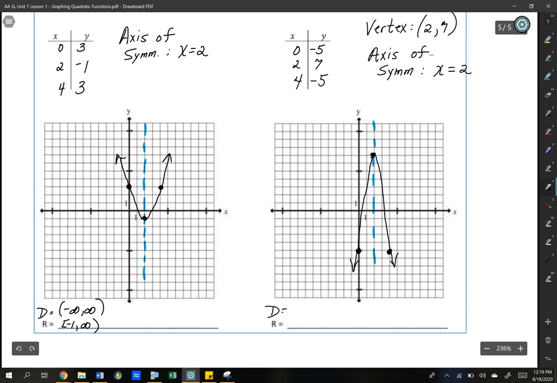Our domain in this case is all real numbers. And our range looks like for the y values, we go up to 7, and then we have everything below 7. So from negative infinity to 7.